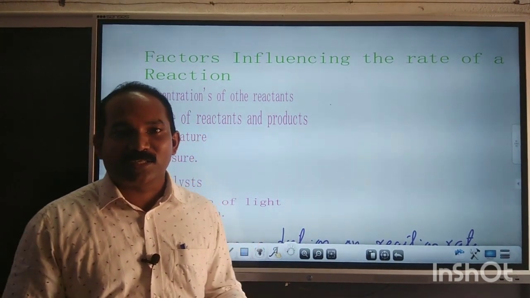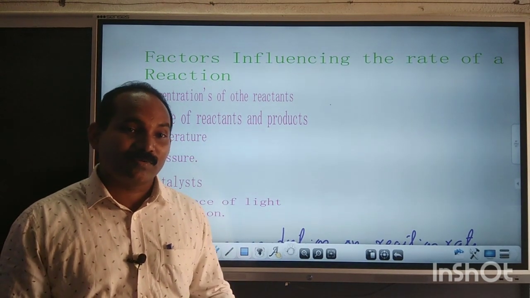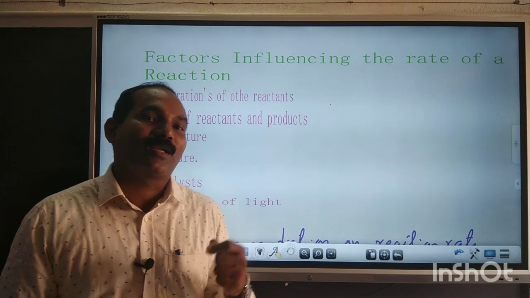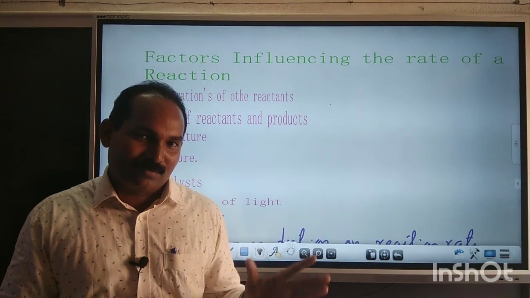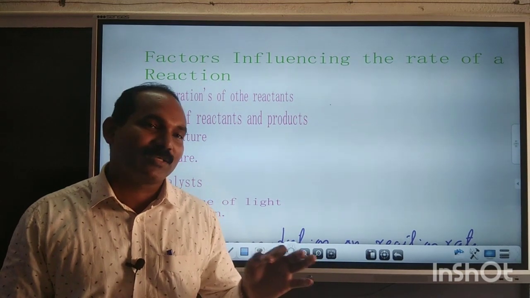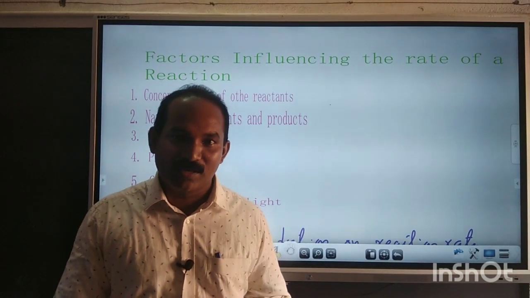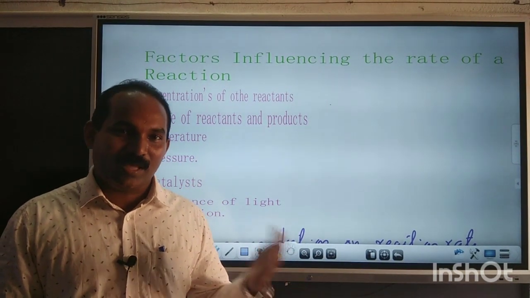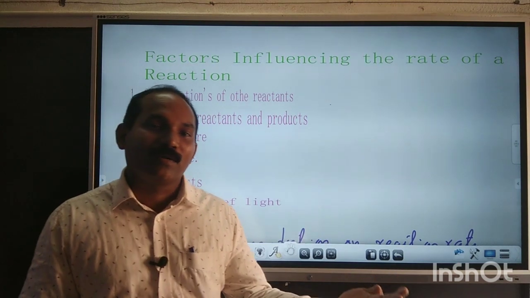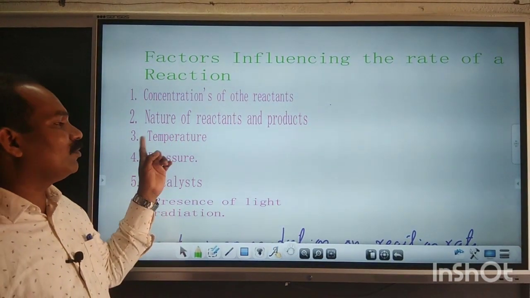By increasing the temperature by 10 degrees, the rate of the reaction nearly doubles. 10 degrees Celsius or 10 Kelvin. If the temperature is increased by 10 degrees Celsius or 10 Kelvin, the reaction rate nearly doubles; it increases to about 2 times. So temperature is a very important factor.